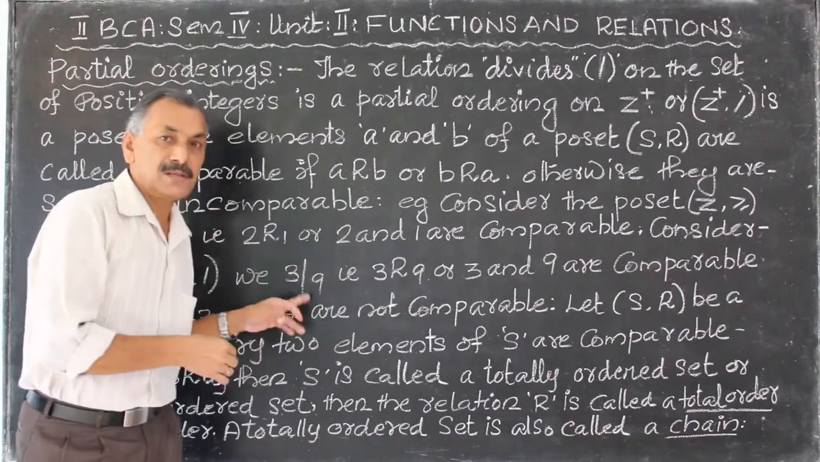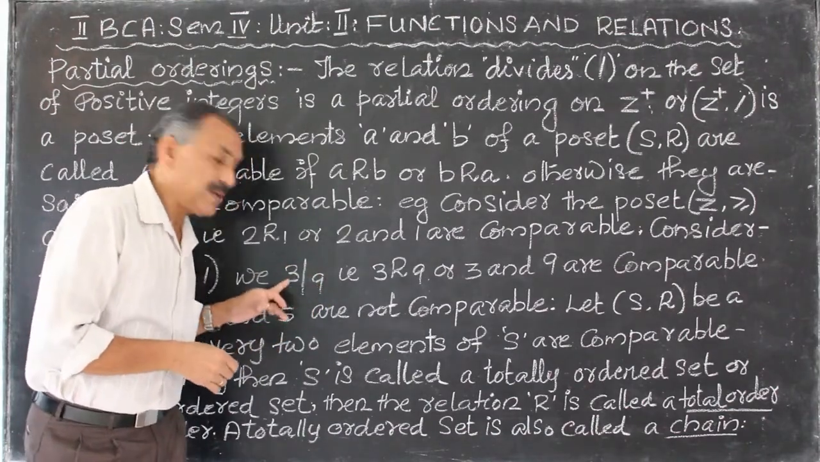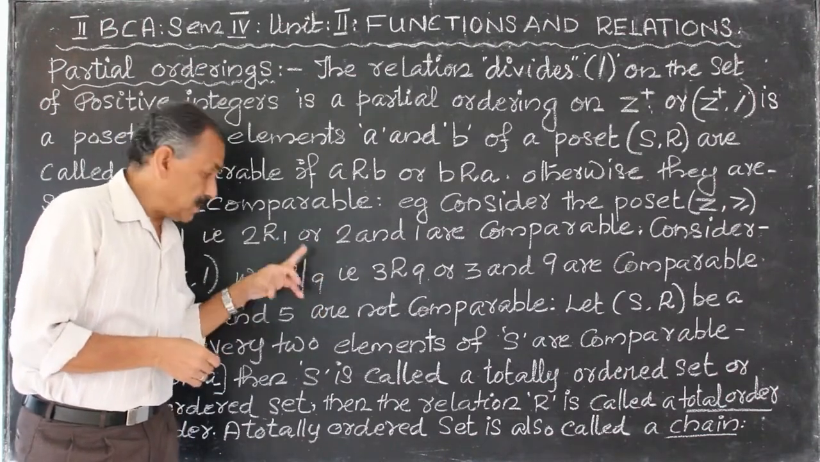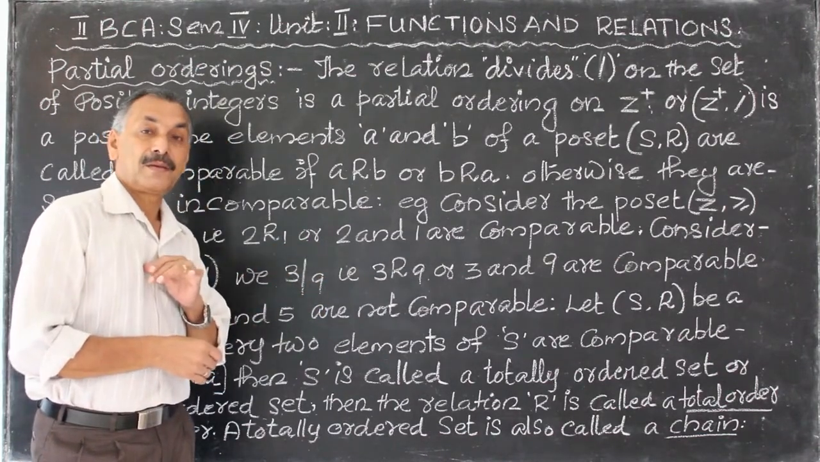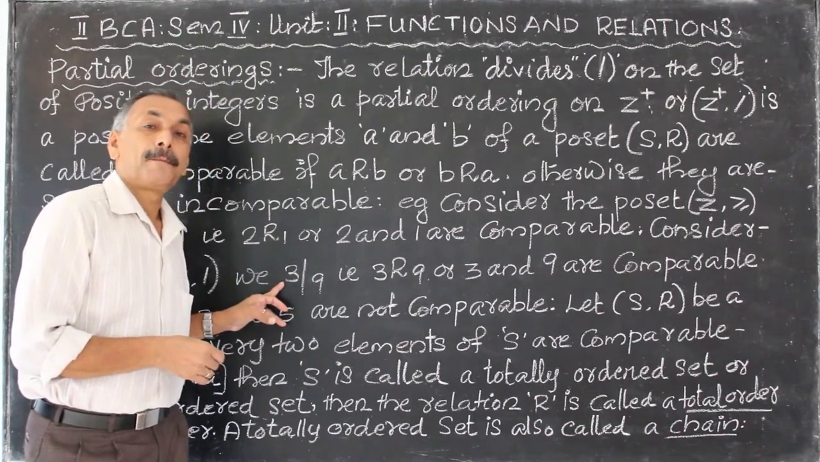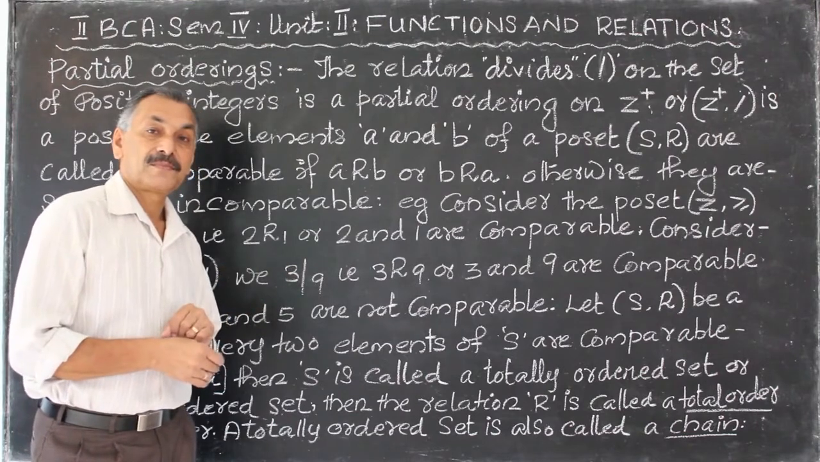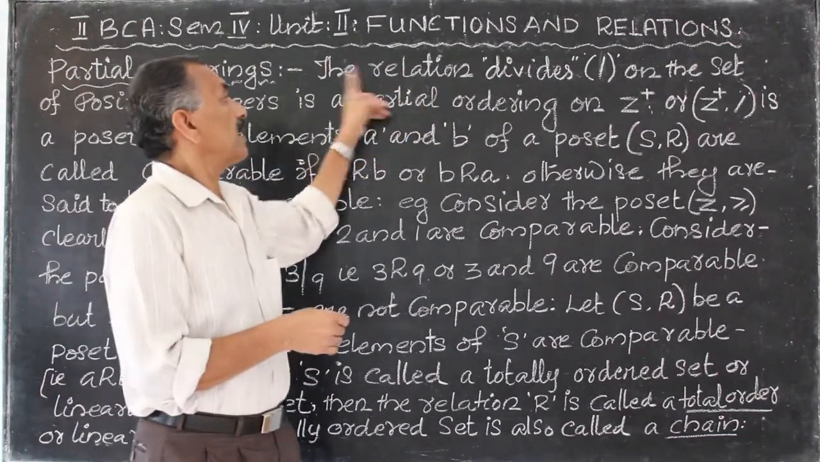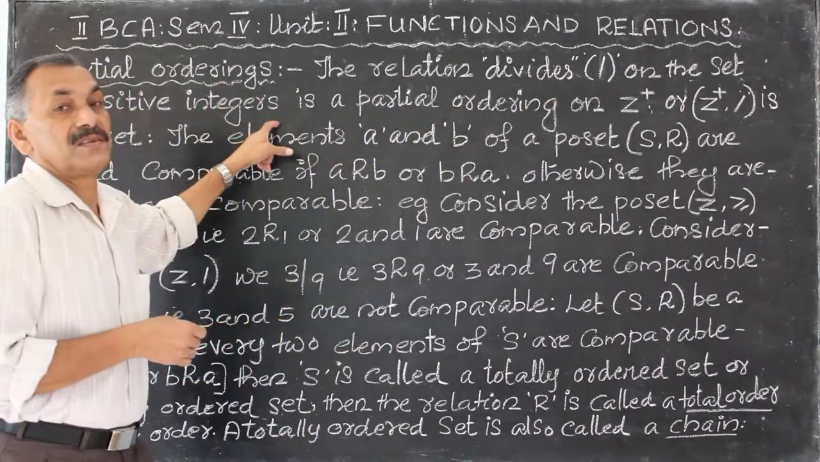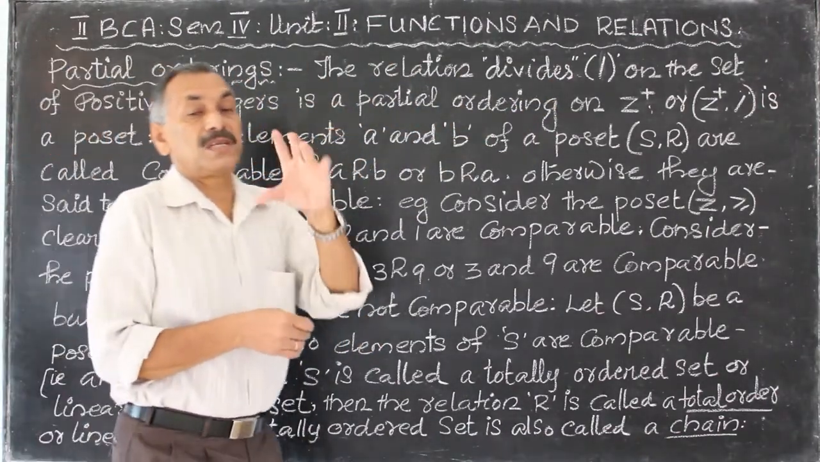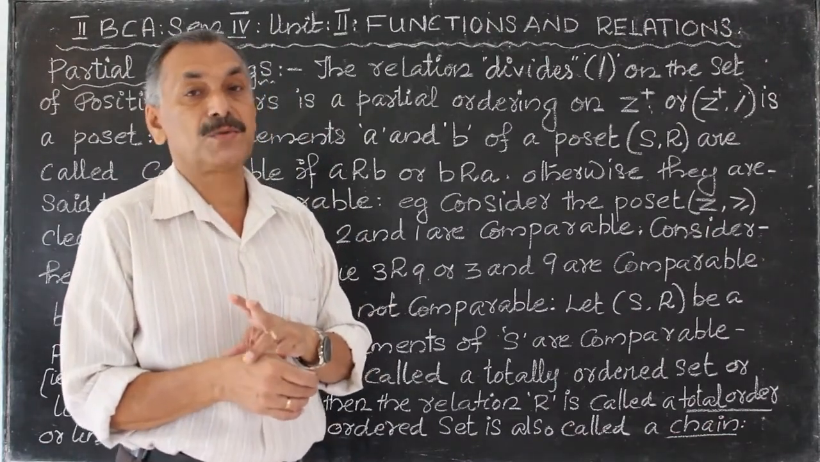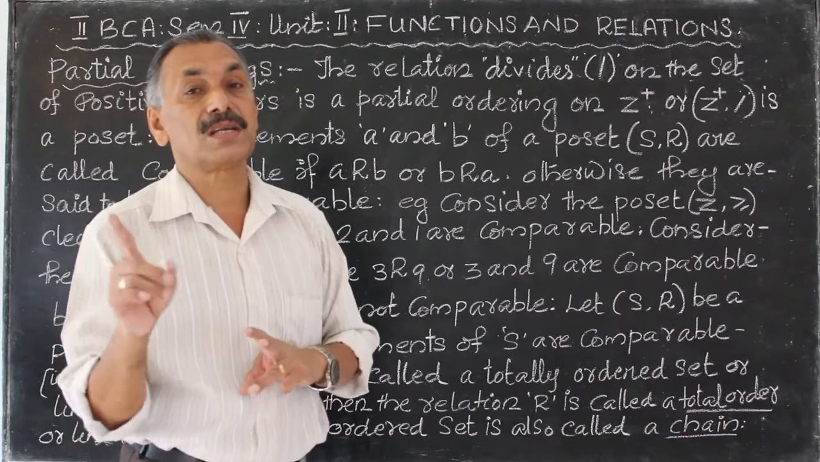3 divides 9. What do you mean by this? 3 divides 9 means 9 is a multiple of 3. a divides b means b is a multiple of a, or this 9 can be completely divided by 3. As said earlier, the relation divides on the set of positive integers. The set of positive integers is 1, 2, 3, etc. up to infinity, the counting numbers.